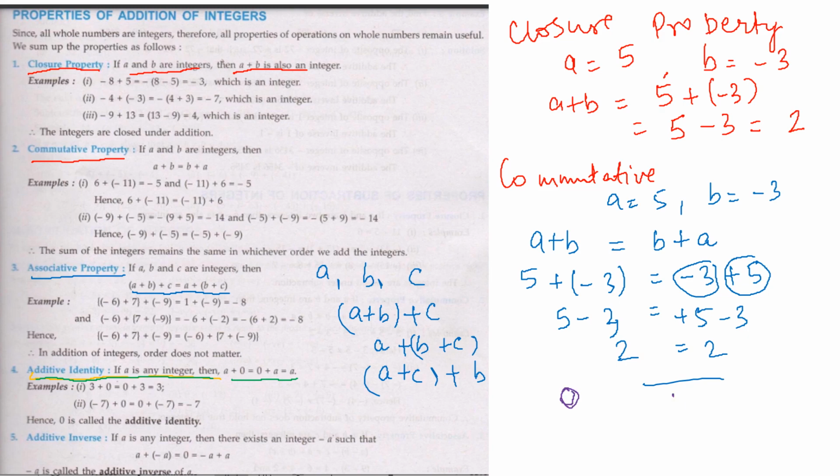Look here, 5. So 5 plus 0 will be 0 plus 5 will be 5. If it is minus 7, then how will minus 7 remain minus 7? When we add a 0 to it, then it will be minus 7 only. So you have to remember, you have to learn that the additive identity of an integer is 0.